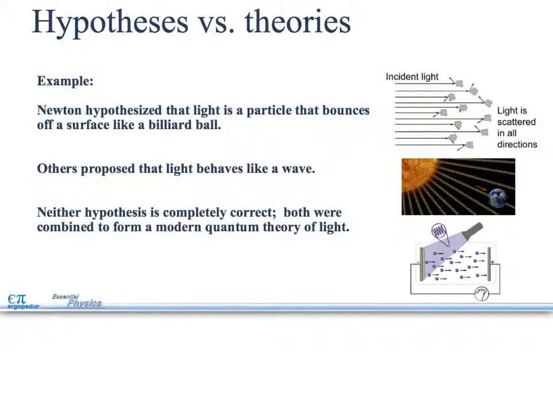Neither hypothesis is completely correct. Both were combined to form a modern quantum theory of light. This is basically what the quantum theory of light says, that it'll travel in a straight line, but it also travels in waves. So it's both a particle and a wave. So there's a little physics for you.